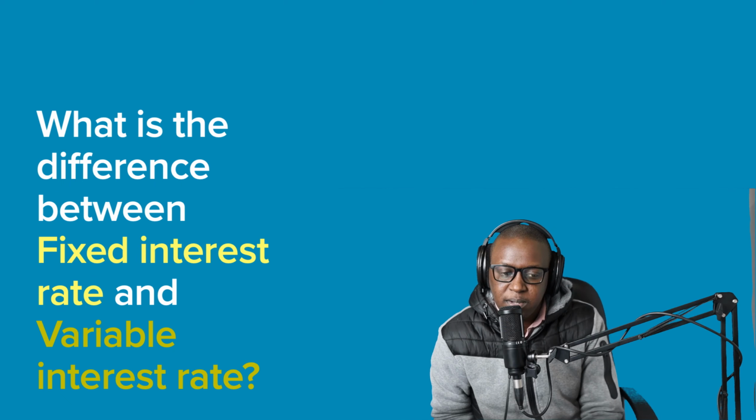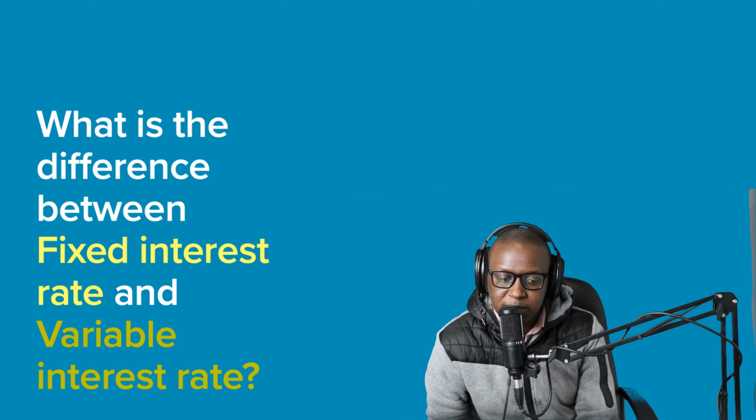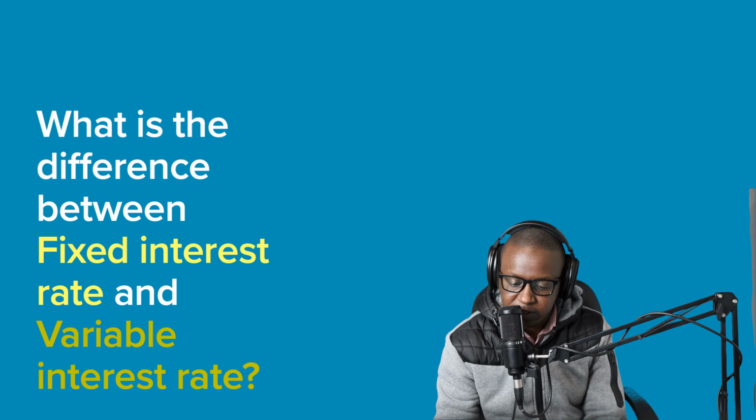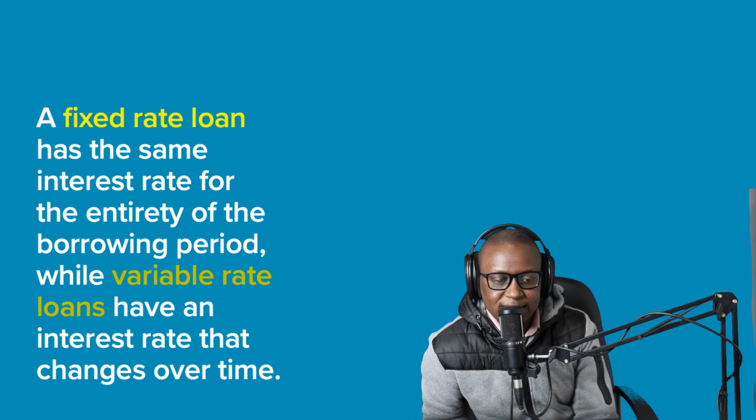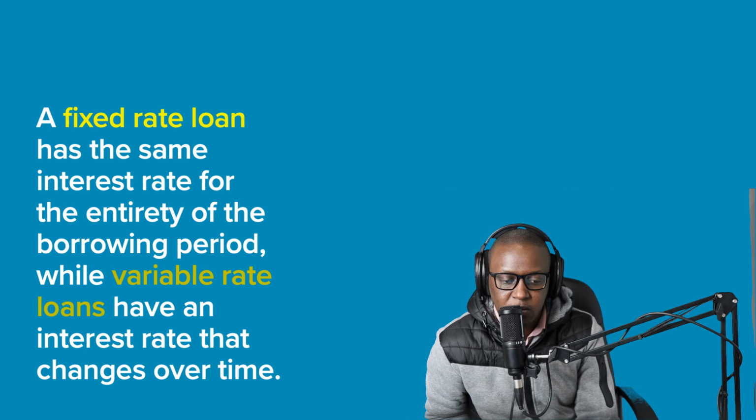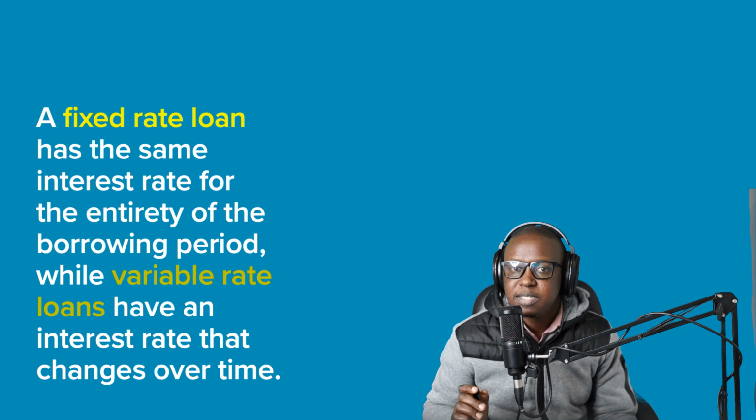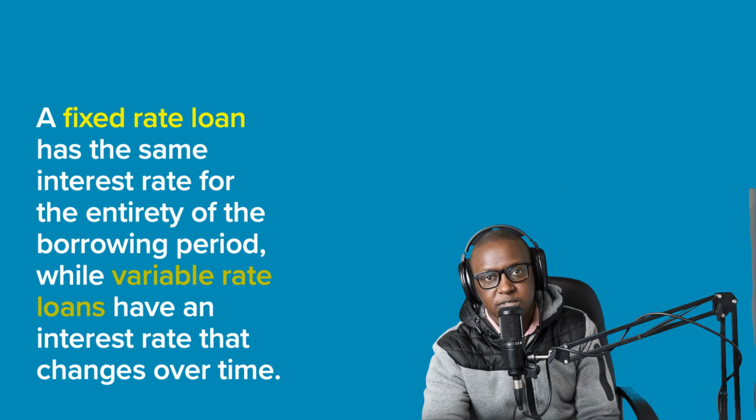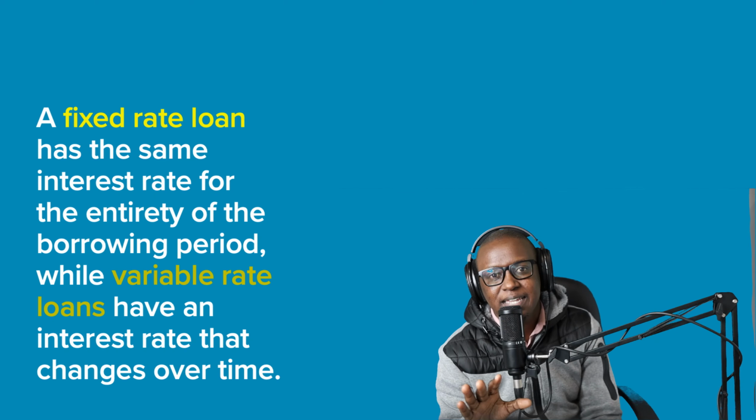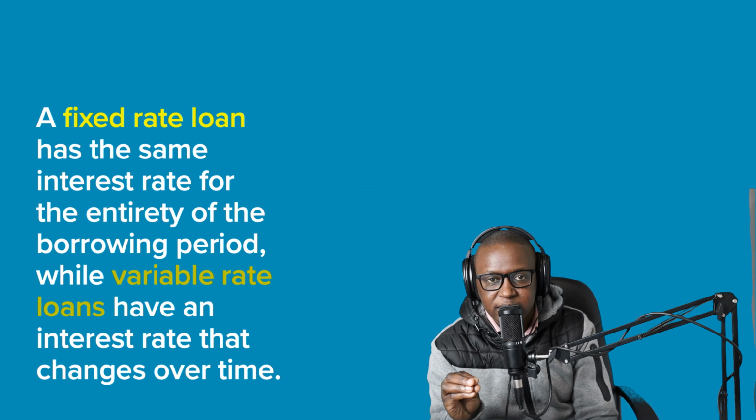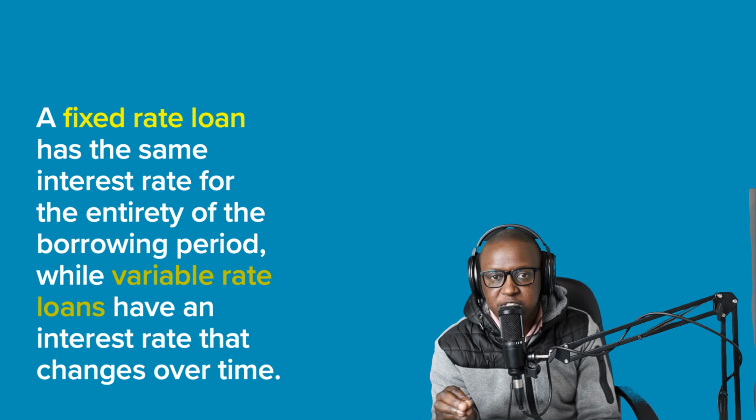I'm sure you've also heard about a fixed interest rate and a variable interest rate. So what is the difference between the fixed rate and a variable rate? A fixed rate loan has the same interest for the entirety of the borrowing period, while variable rate loans have an interest rate that changes over time. Say, for example, when you buy a car, they give you a fixed rate of 15% over a period of 5 years, which is 60 months. It means that your rate will stay at 15% for the whole 60 months, for the whole 5 years, because you've taken a fixed rate, irrespective of whether there's a change in the prime rate or not.